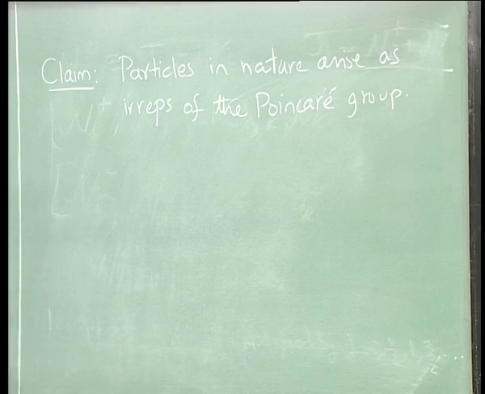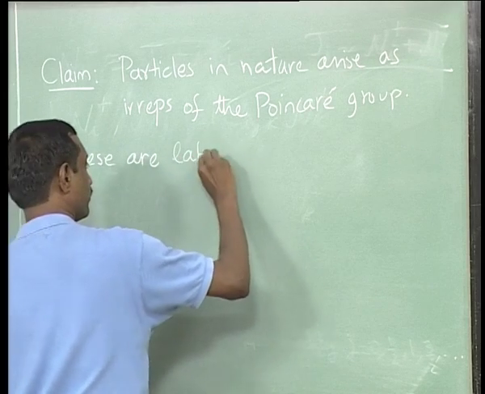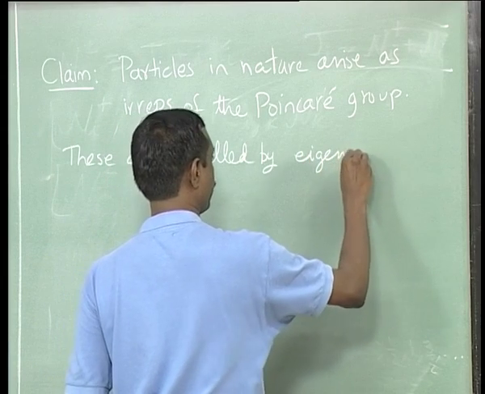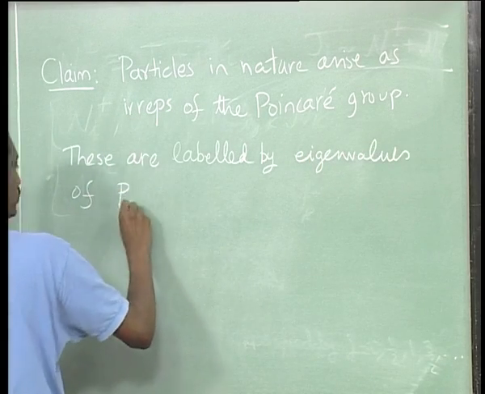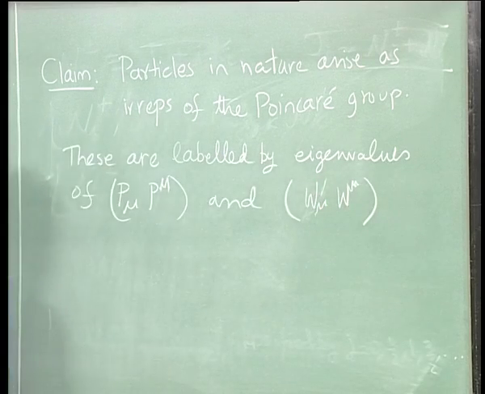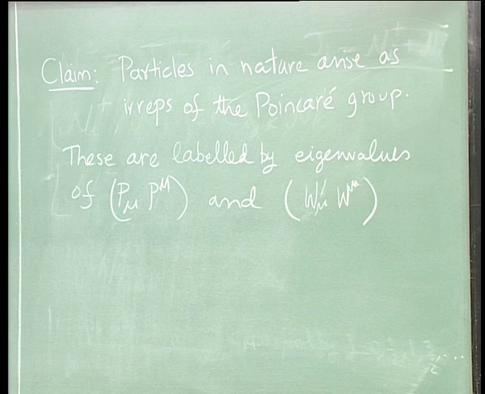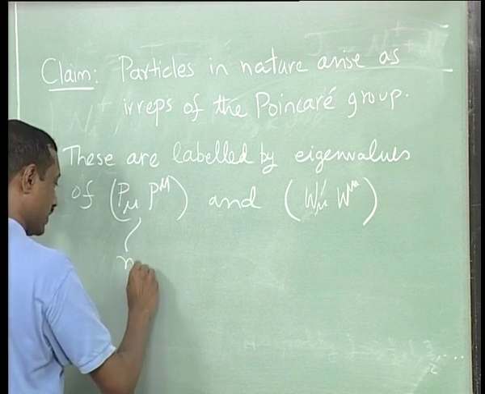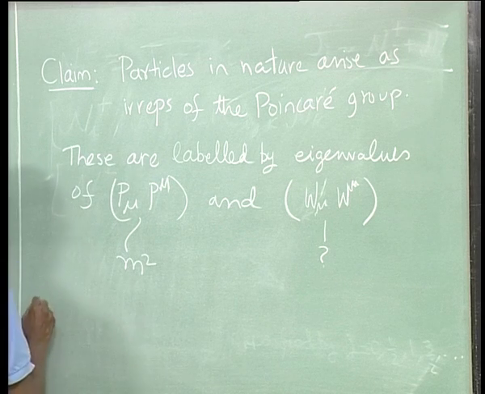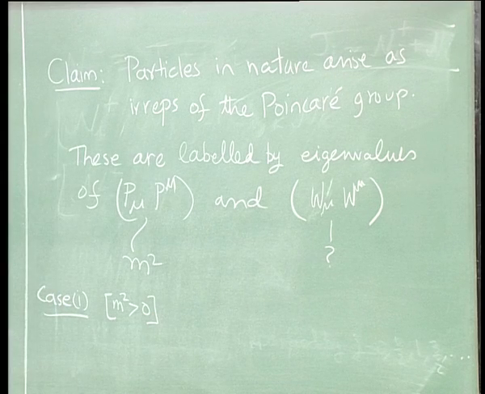Okay. And these are labeled by eigenvalues of two things, two Casimirs, P squared and W squared. So, what is the natural thing to call the eigenvalue of P squared? The mass squared, right. So, this we will call mass squared, and the question is what is the other one. The first step is to consider the cases, there will be three cases to consider. Mass squared strictly greater than 0 is the case of a massive particle.